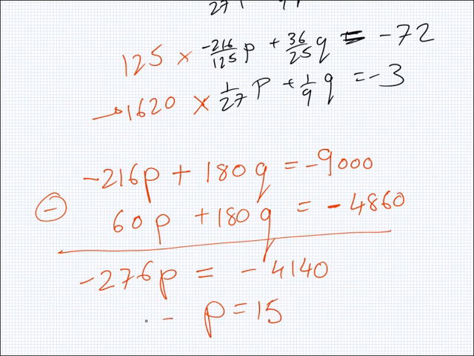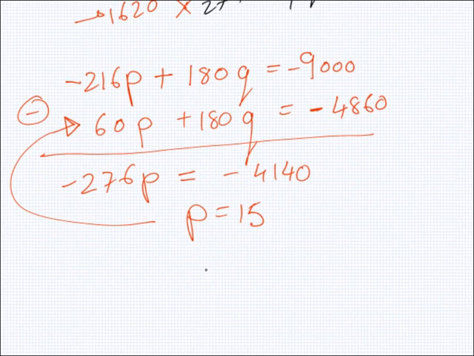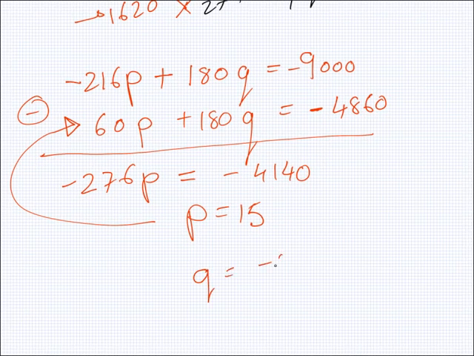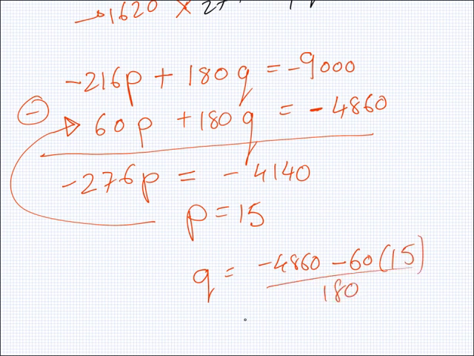And you can sub that back into this line to get the q. So what will q equal? It will be minus 4860 minus 60 times p over 180. So negative 480 minus 900, over 180. So what's that in the end? Is it also 15? No, sorry. Negative 32. Minus 32.